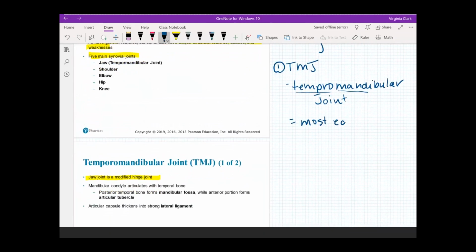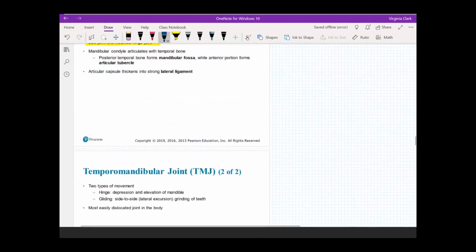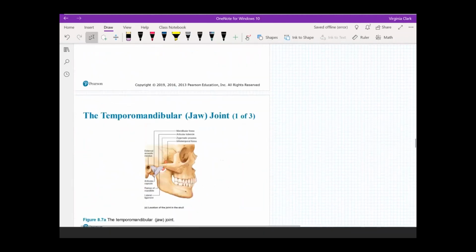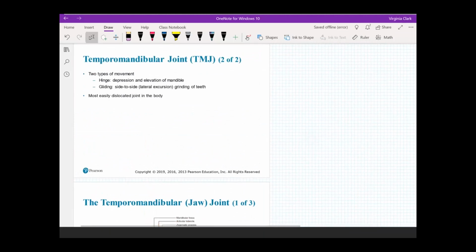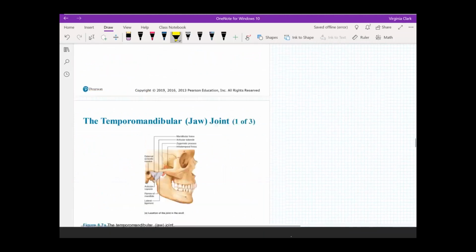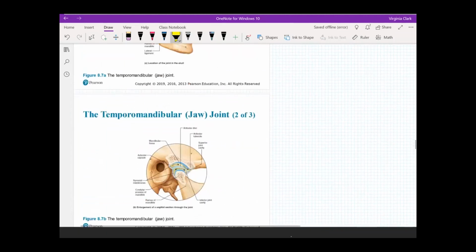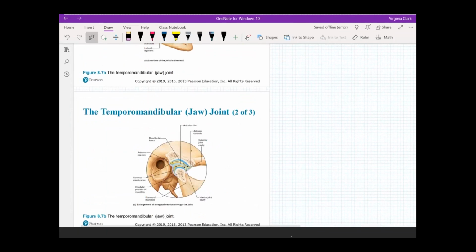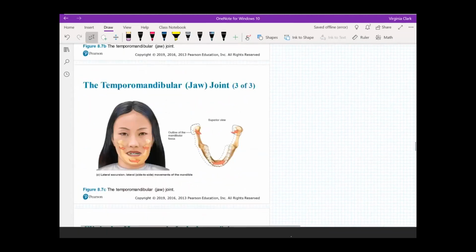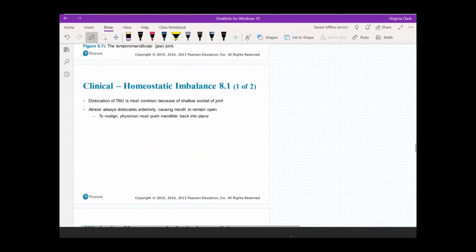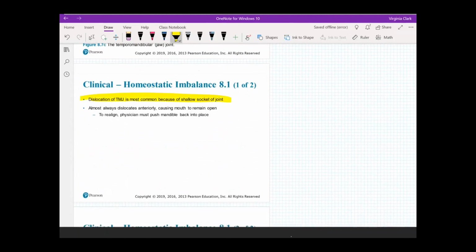So the way these are connected makes it the most easily dislocated type of joint. That's really what we're just going to focus on about it. So we're just going to do the characteristics of each one. So you can see this joint right here. We're talking about that right there, the connection between the temporal bone and the mandible. Temporomandibular joint. Okay. The next section, it's the most common because it's super, super shallow.